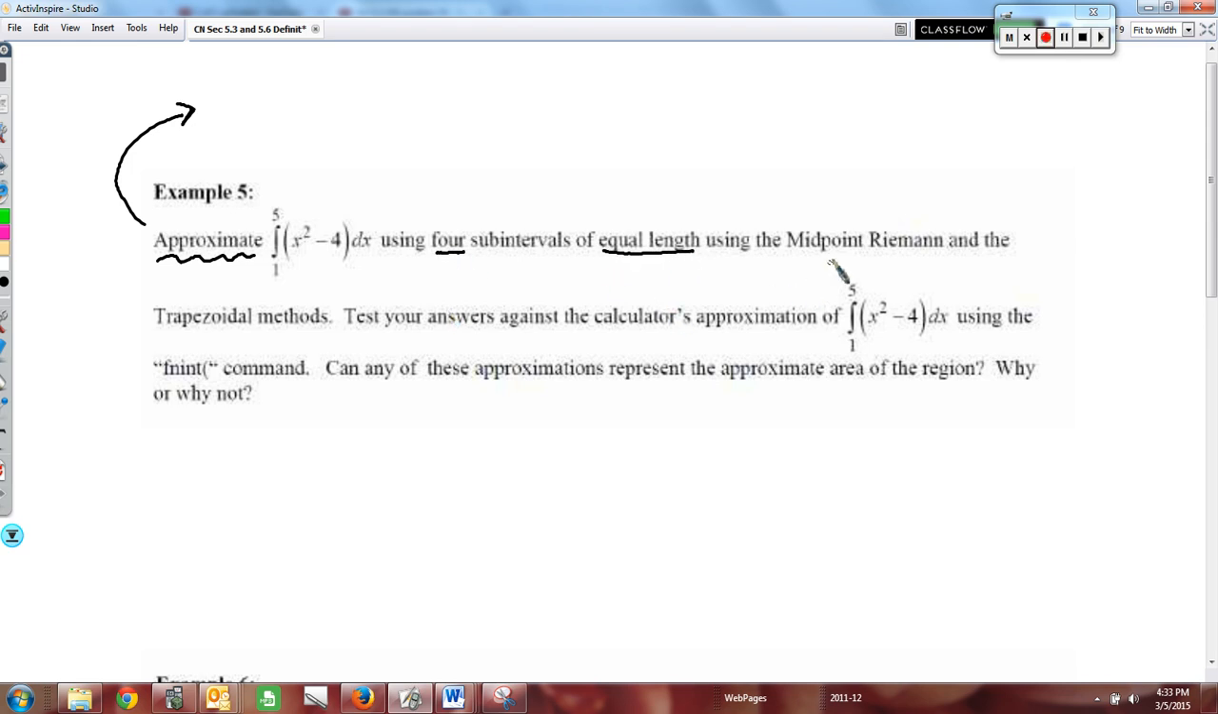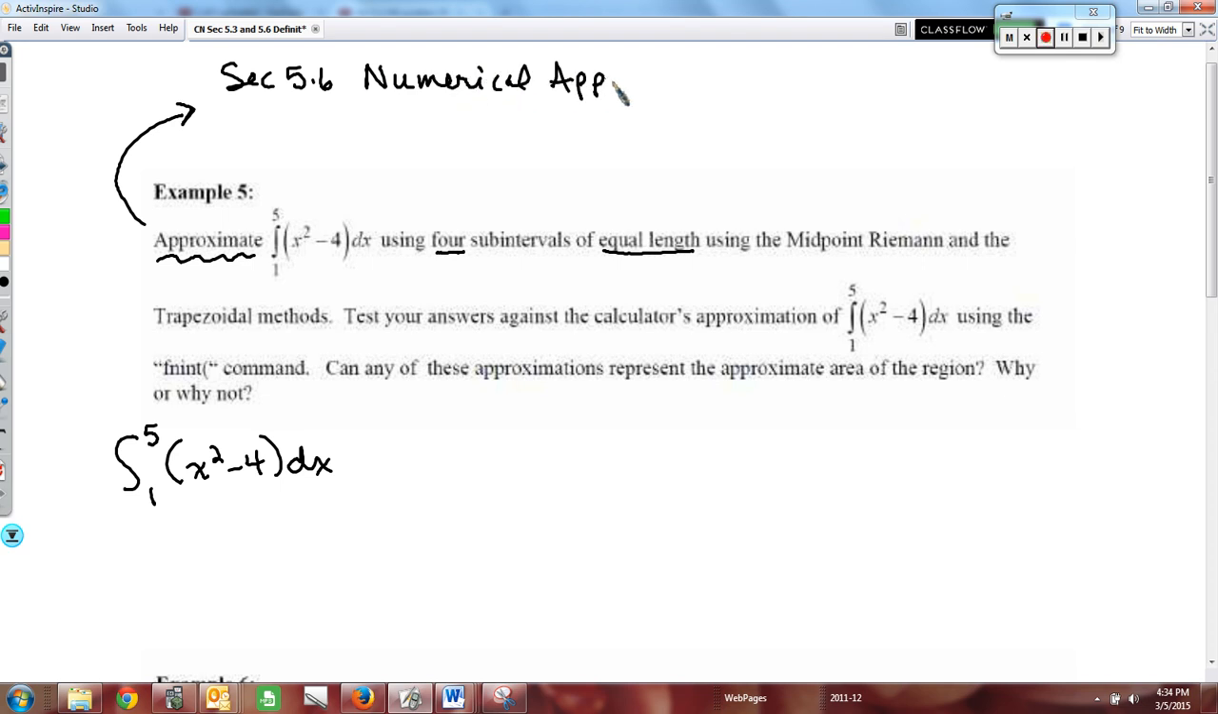and they want us to use the midpoint and the trap method, which is really, they're just playing with us because to do the trap, you're going to have to use your left and your right. So what we're going to do is we're going to say we're going to estimate the definite integral from 1 to 5, x squared minus 4 dx, using these Riemann sums. So this is section 5.6. This is called numerical approximations.